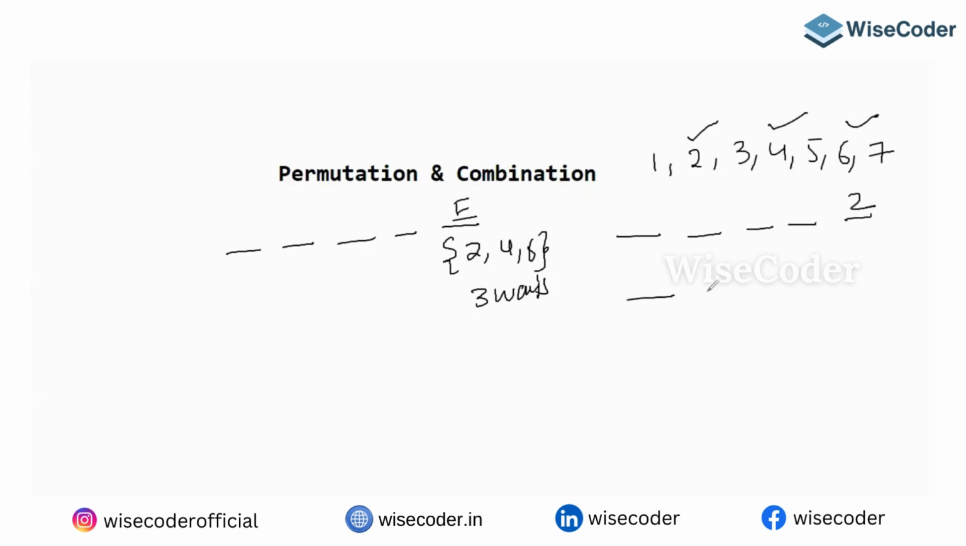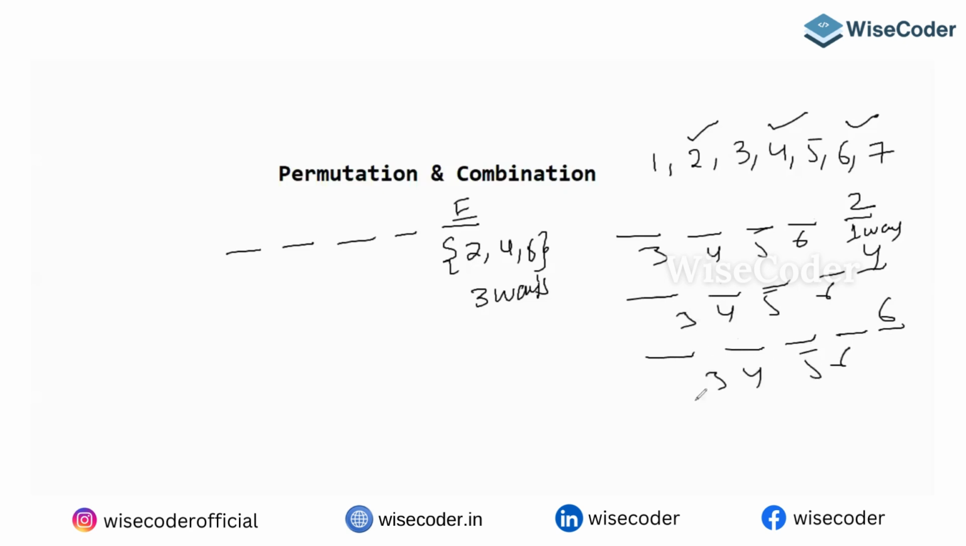I can fix 2 there. I can fix 4 here. I can fix 6 here. When this is one way, let me clear one thing. When this is one way, what is this going to be? Yeah, 2 is fixed. So for the remaining, 6 5 4 3. Here also 6 5 4 3. 6 5 4 3.